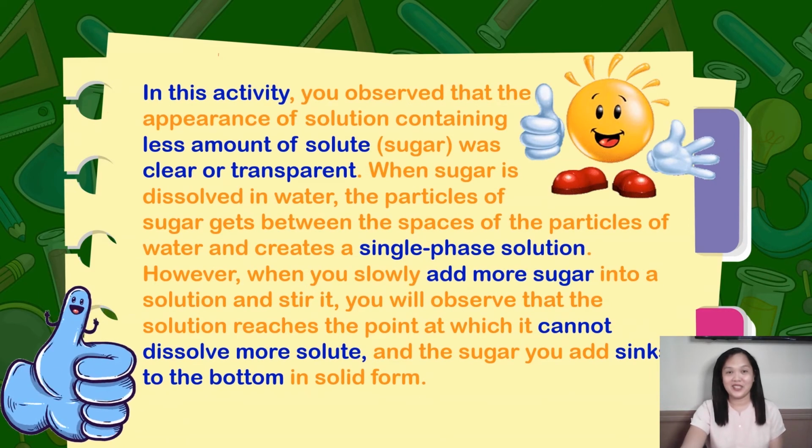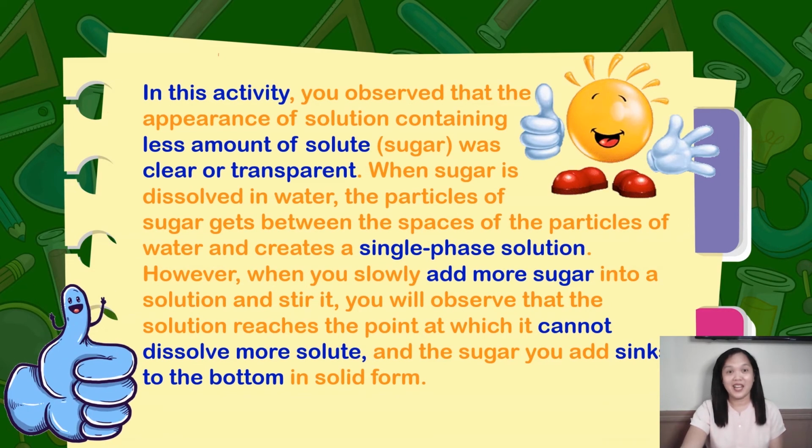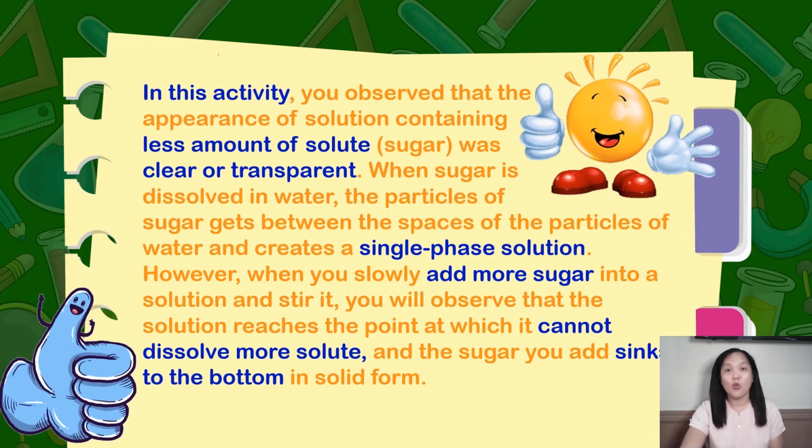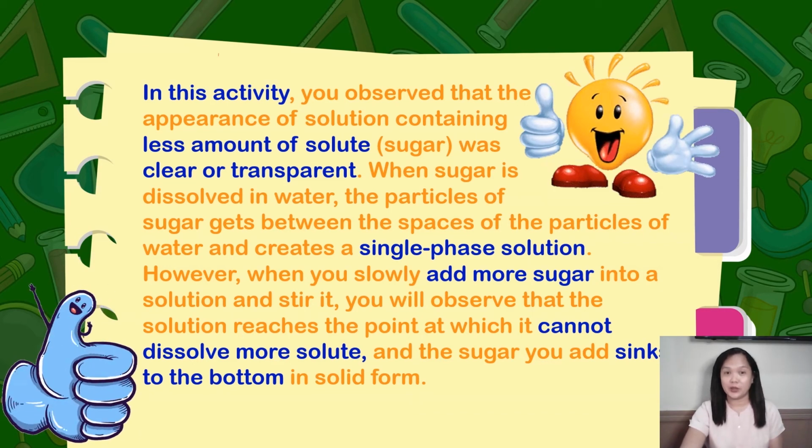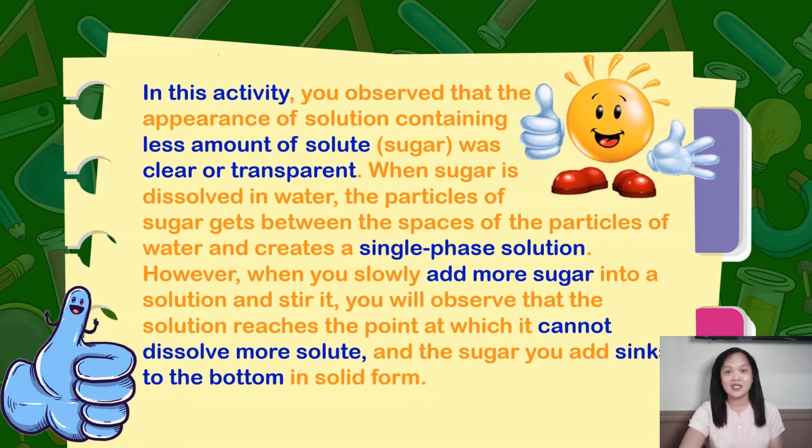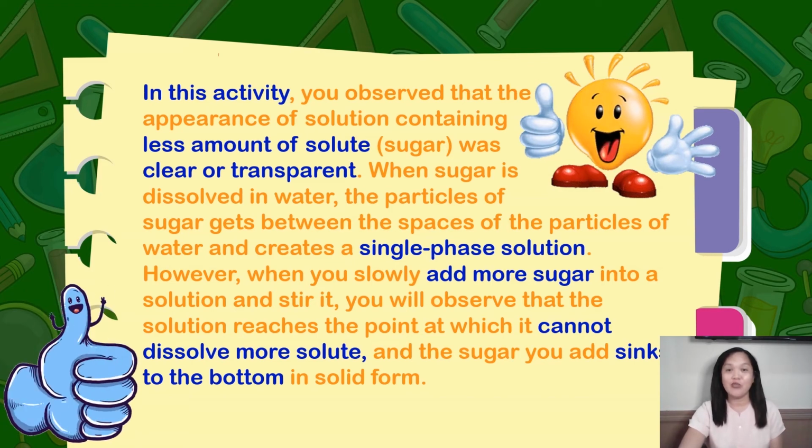In this activity, you observe that the appearance of solution containing less amount of solute was clear or transparent. When sugar is dissolved in water, the particles of sugar get between the spaces of the particles of water and create a single-phase solution.